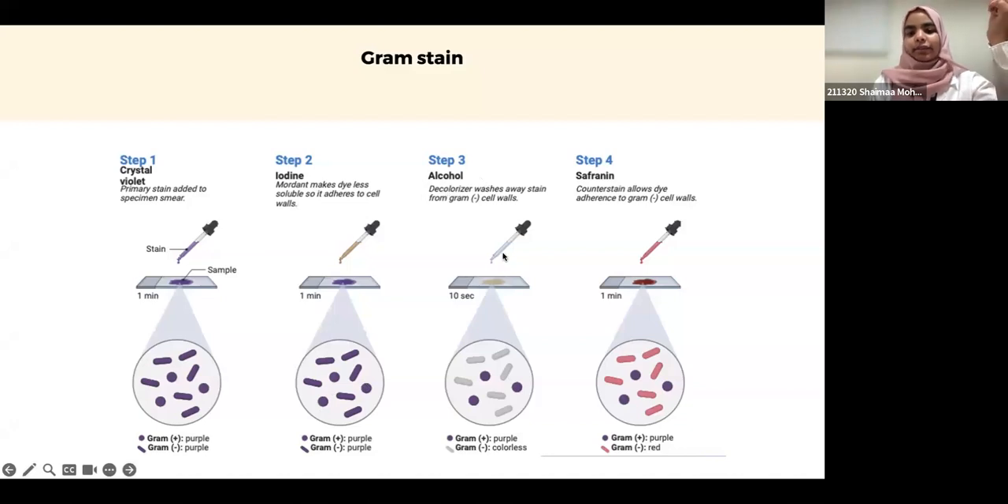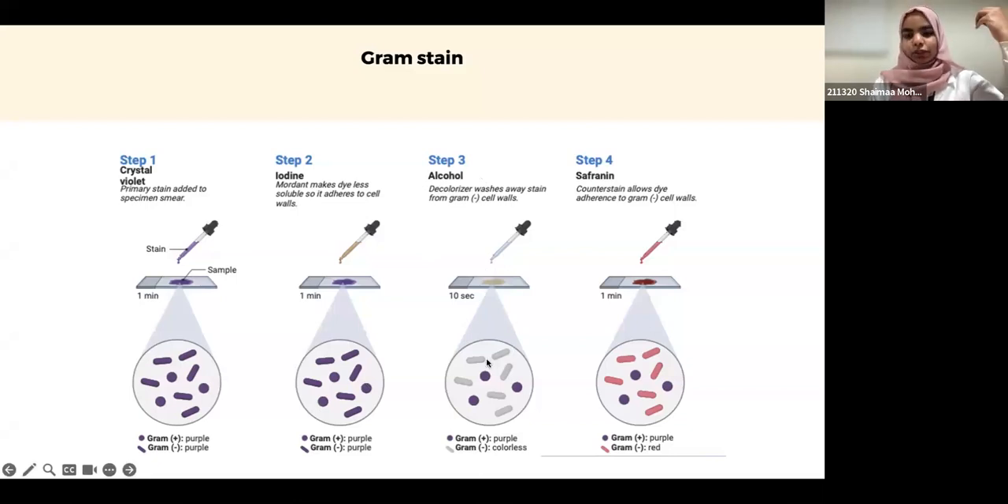And then after that, you're going to add alcohol. Alcohol is a decolorizing agent. So it's going to remove the color, except what's fixated. So which one has the thicker cell wall that's going to fixate the dye more? Gram positive or gram negative?